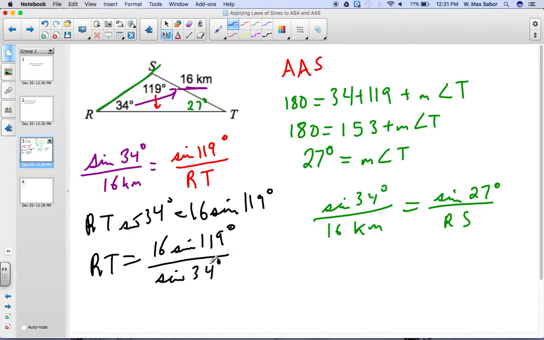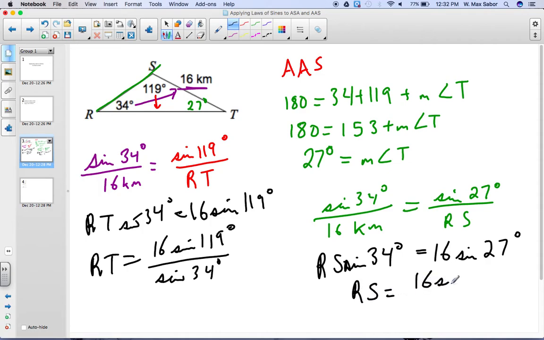Please don't try to do any arithmetic using the angles unless it matches with the angle rules that we did in Unit 5. Cross multiply here. RS times sine of 34 equals 16 sine of 27. Now divide by sine of 34. RS equals 16 sine of 27 over sine of 34.